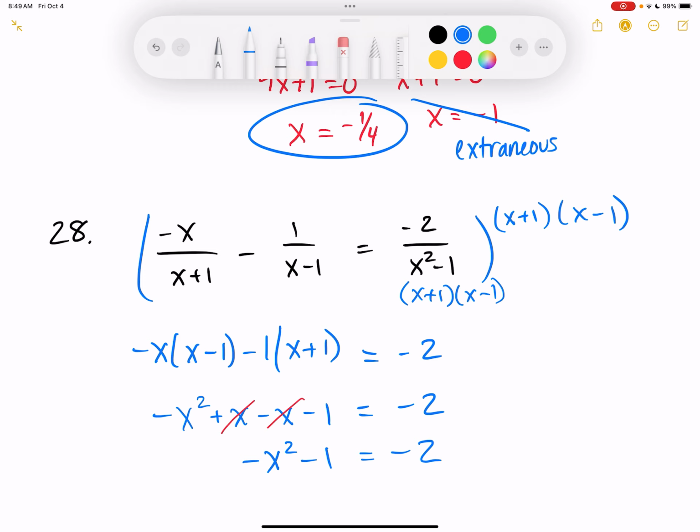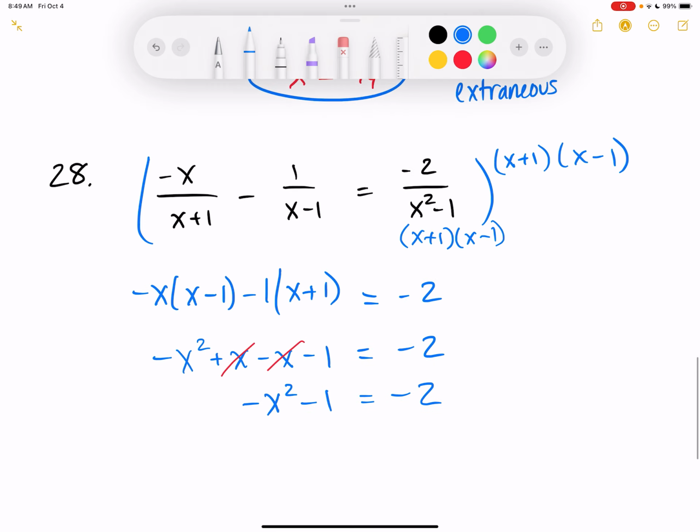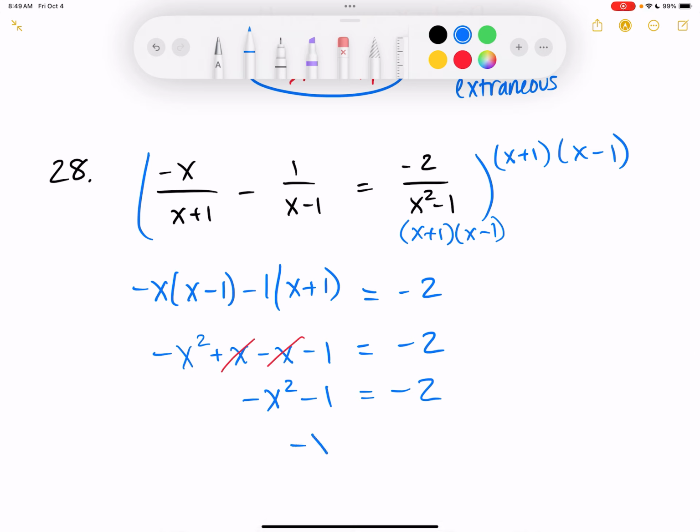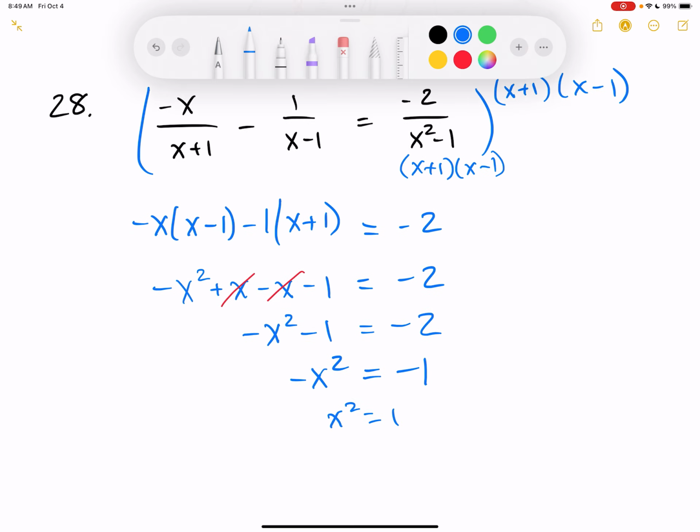Okay. Minor intermission. So I'm going to add the 1 over. So I have negative x squared equals negative 1. Divide by the negative, so x squared equals 1. When I take the square root, what happens? x equals what? What happens when I take a square root? How many answers do I have? 2.